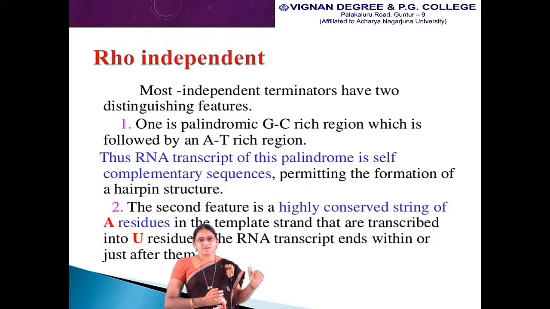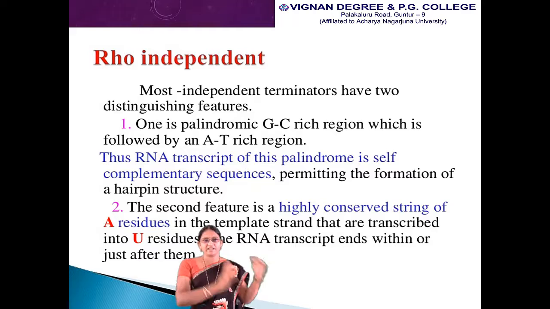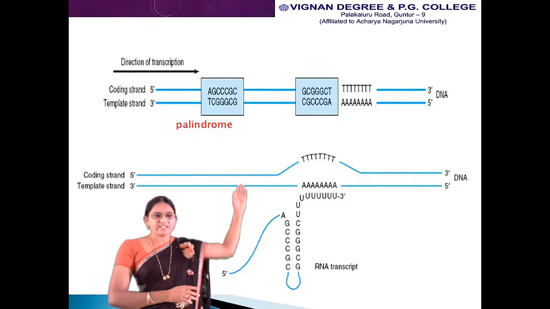The second one is a highly conserved string of A residues, that means a repeated series of A on the DNA, that is transcribed as uridine. So the bonds between A and U are very unstable. Thereby the nascent RNA is easily displaced from the RNA-DNA hybrid. And you can see the picture here.